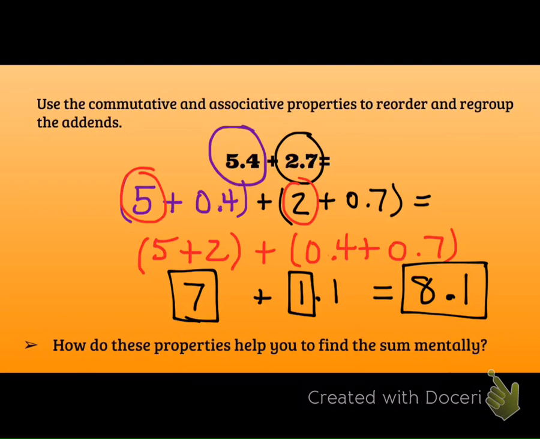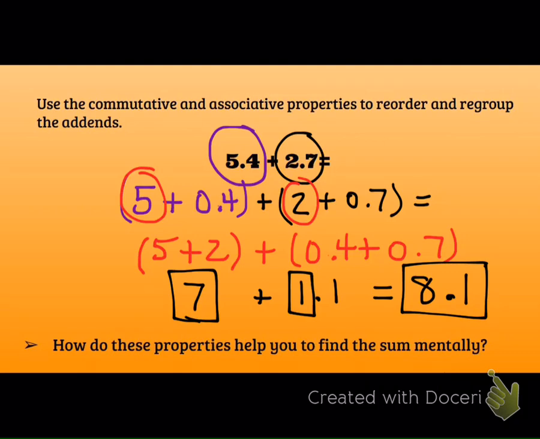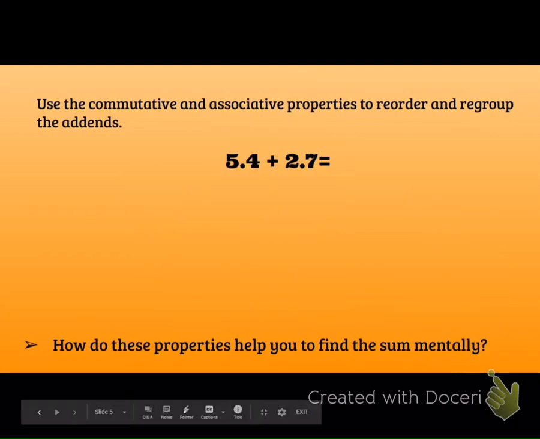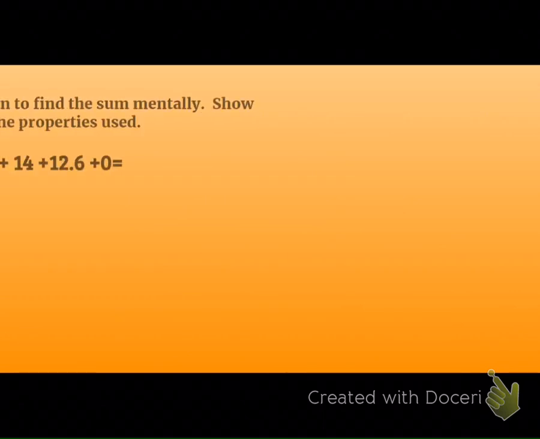So going through these steps in our head, breaking it apart, let me add the whole numbers together, then let me add the parts of the numbers, and then add all of them together at the end to get our final answer here of 8 and 1/10. How do these properties help you find the sum mentally? Well, because we can break it apart and we can add it in any order. So we want to add those friendly numbers first. Whole numbers first, add the decimals next, and we can do that quickly in our head.